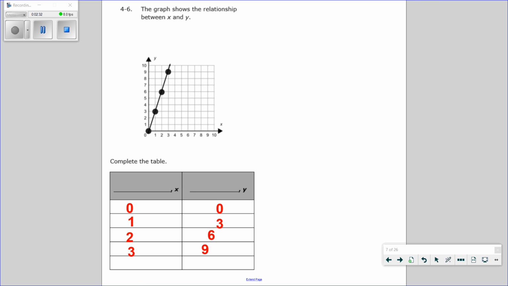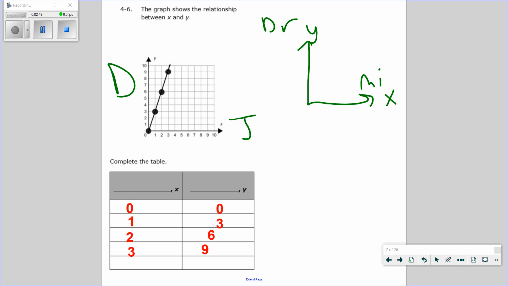Let's look at the next one. This is a graph. This is x, this is y. So which side is the dependent and which one is the independent? So the y-axis is the dependent, the independent is the x-axis. Again, independent is the one that stays the same. It's always going to be 0, 1, 2, 3, 4. But these numbers will change.